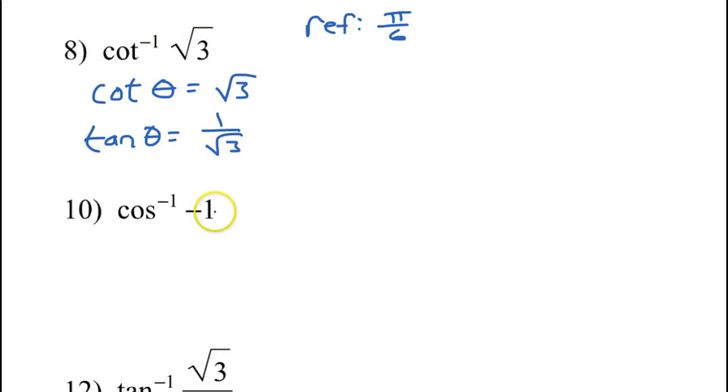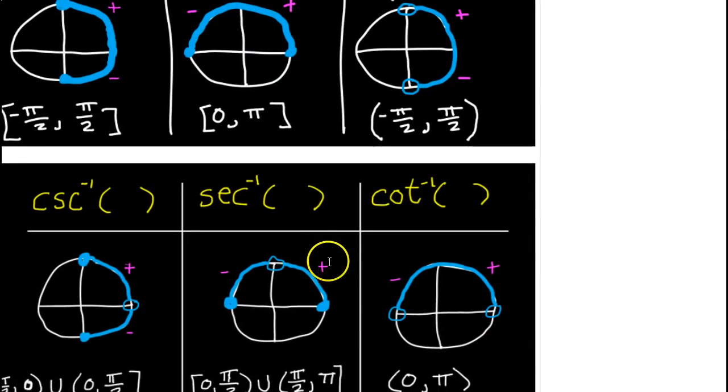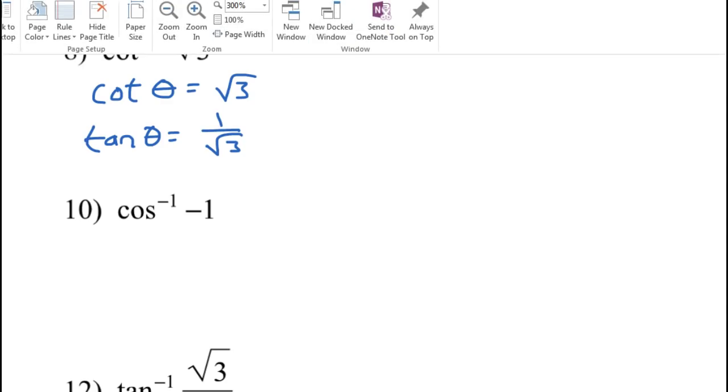Is pi over 6 in the defined area? So let's see, where is inverse cotangent defined? Let's look at the restrictions. Inverse cotangent is only defined for the top half of the circle. That includes the first quadrant, and that's where pi over 6 is. So the answer is going to be pi over 6.